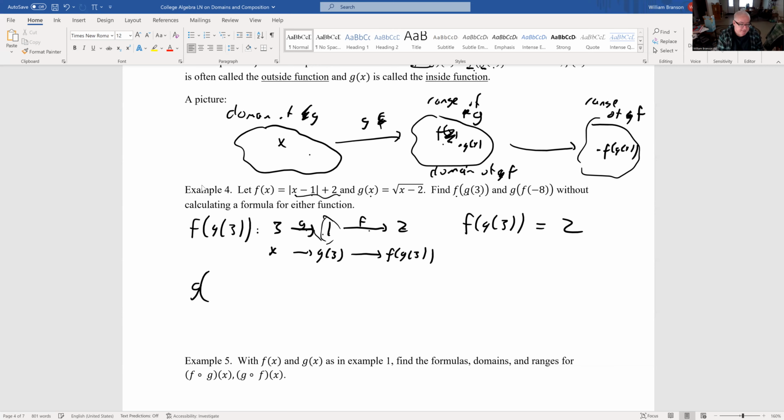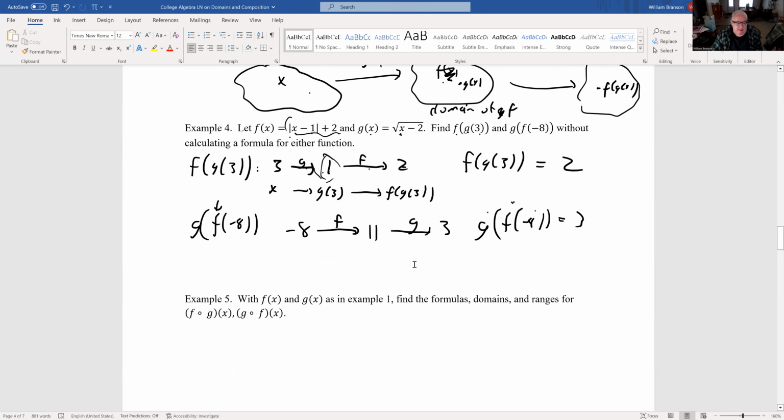So G of F of minus 8 means we're going to start with minus 8, and then we apply F to the minus 8. And plugging in minus 8 into here would give me minus 8 minus 1 is minus 9. The absolute value of minus 9 is 9, and 9 plus 2 is 11. And then we take G of that, and that means we plug 11 in for X. That's the output there. 11 minus 2 is 9. The square root of 9 is 3. So G of F of minus 8 equals 3. We take the minus 8, we plug it into F, take that output, plug it into G.